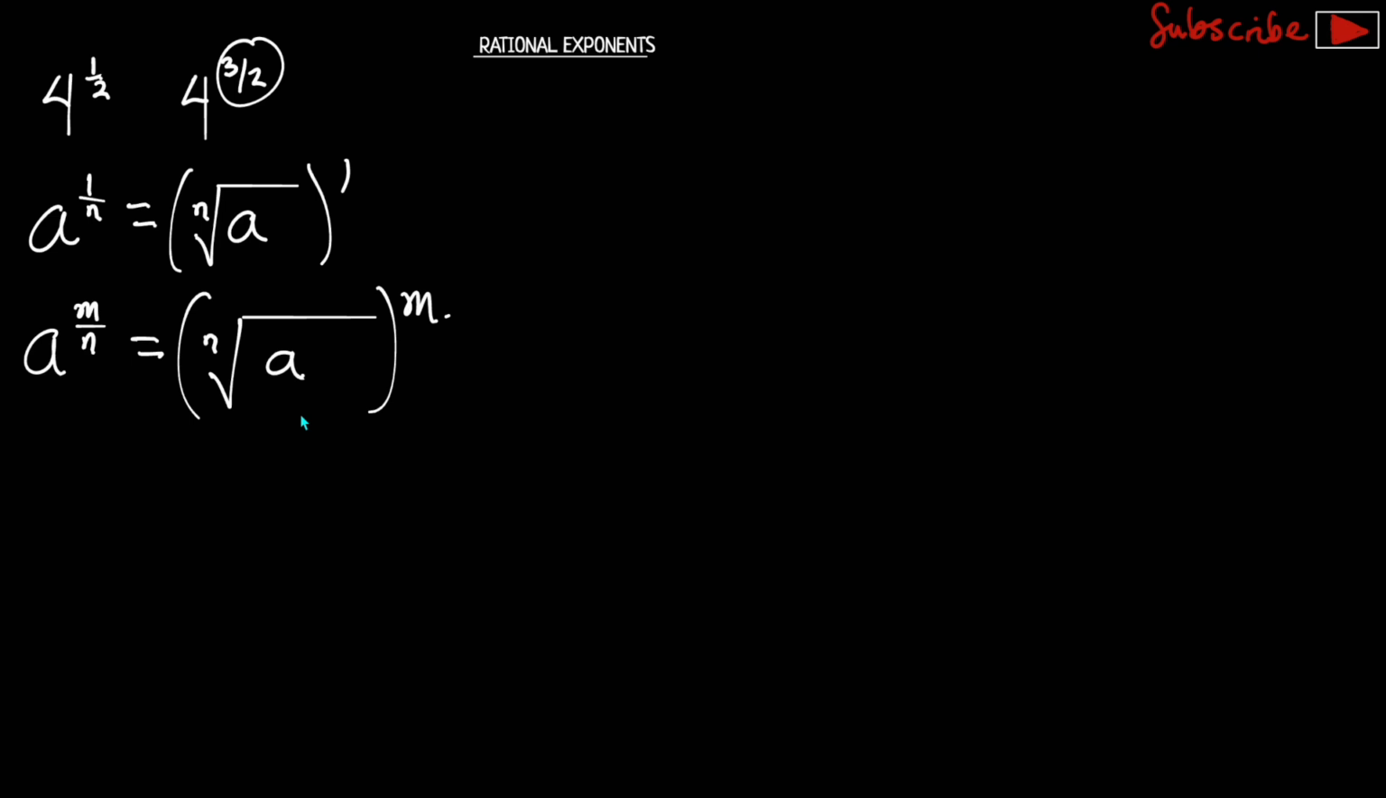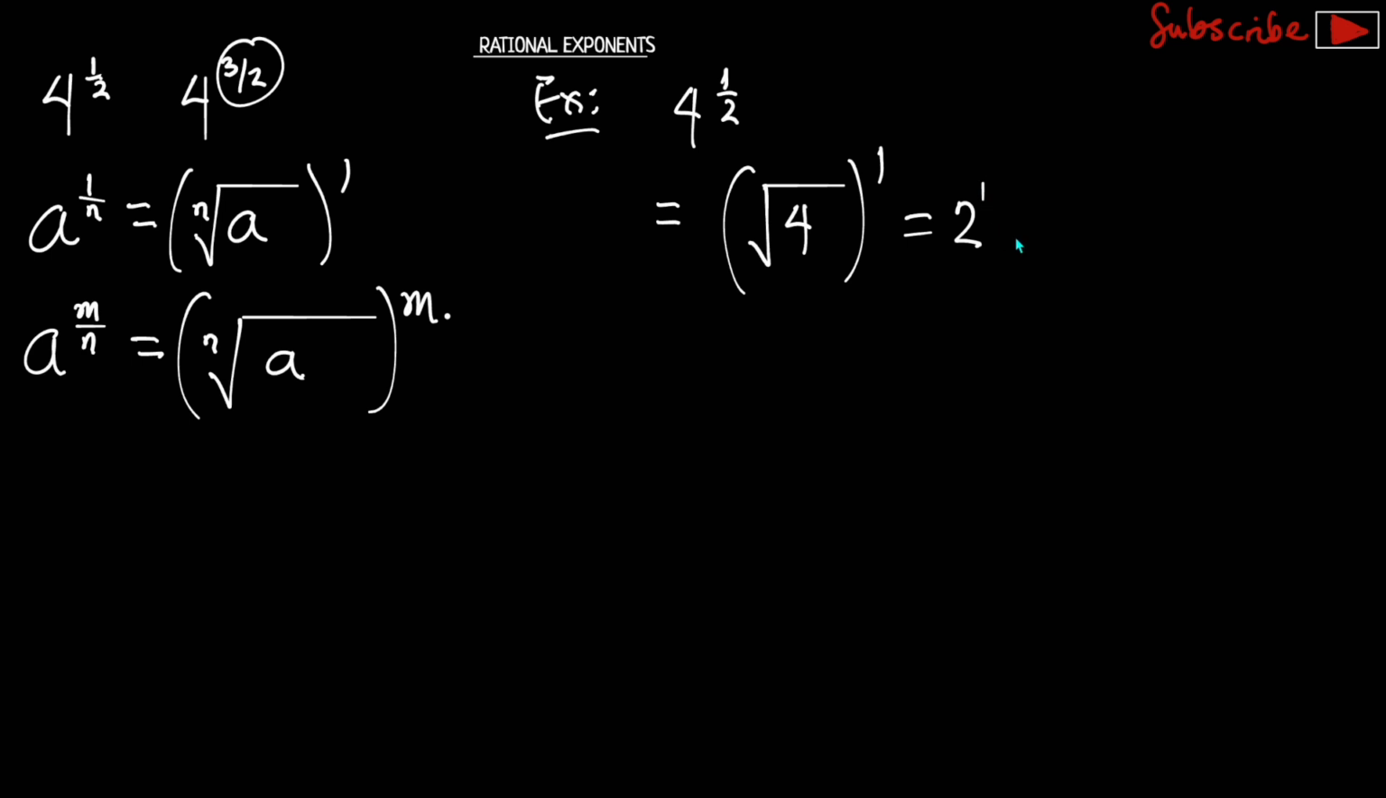Now, how do we use this to solve problems? Take, for instance, you're trying to solve 4 raised to the power of 1 half. This is going to be equal to the root of 4, as 2 happens to be the degree of the root, and then 1 is the power. This equals 2 raised to the power of 1, which is equal to 2.